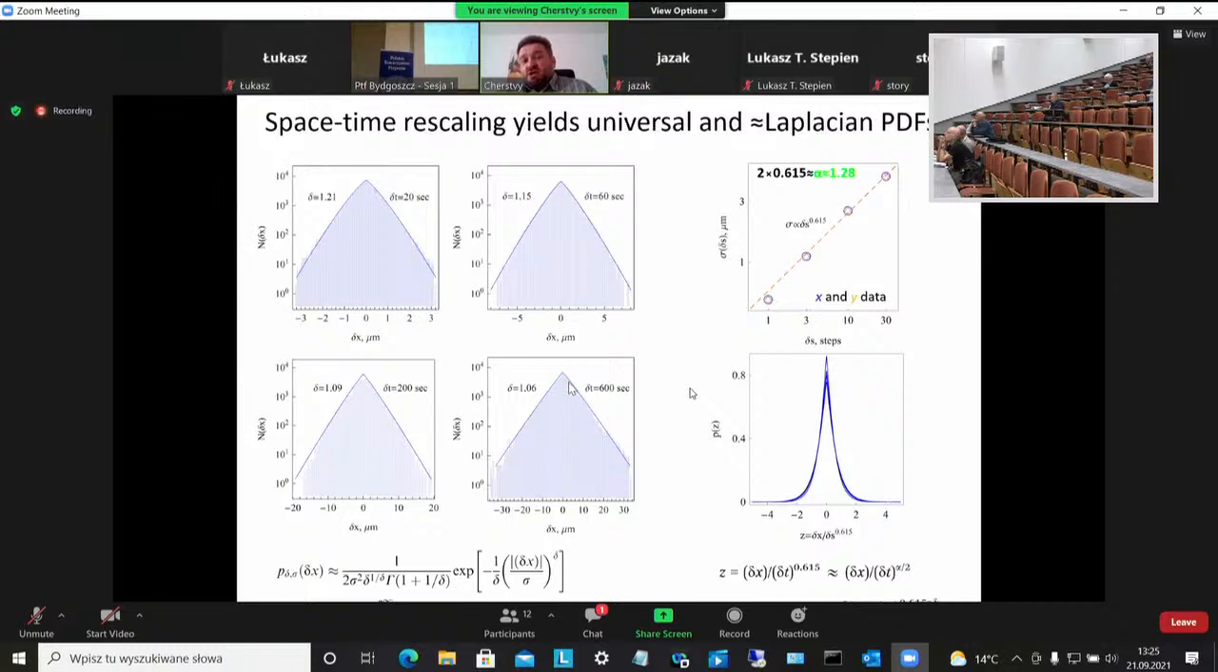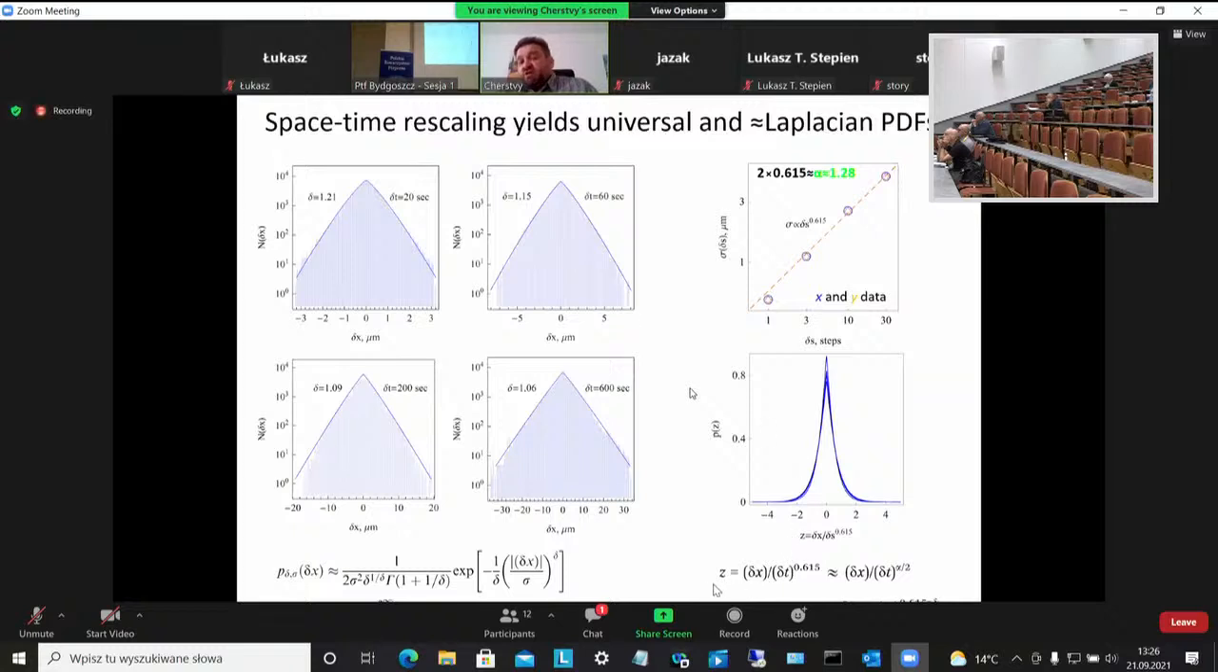They look rather Laplacian. And what was surprising to me is that the width of the distribution, once I plotted it versus the time shift, gives a very clear scaling exponent, which is very close to the scaling of the MSD I had before. So this supports our diffusion law for the MSD and for the width of those PDF distributions.